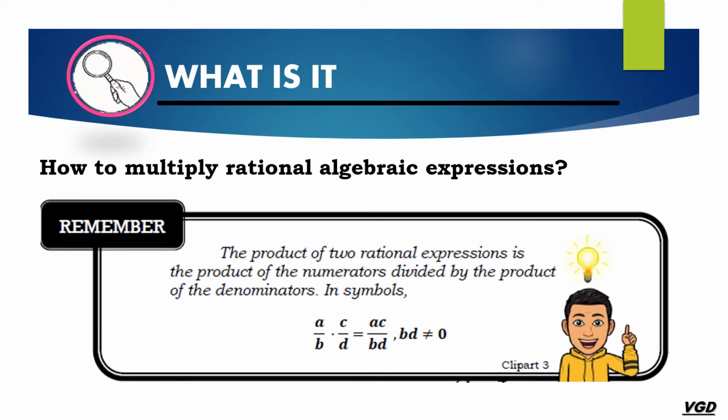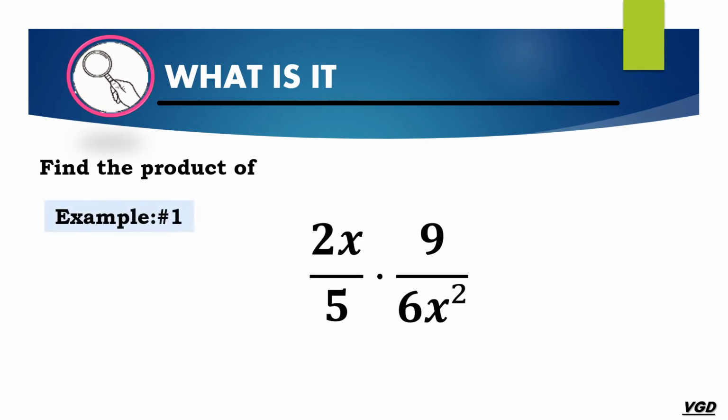What is it? How do we multiply rational algebraic expressions? Let's remember this. The product of two rational expressions is the product of the numerators divided by the product of the denominators. In symbols, a over b times c over d equals ac over bd, wherein bd should not be equal to 0. Let's have this example. Find the product of 2x over 5 times 9 over 6x squared.